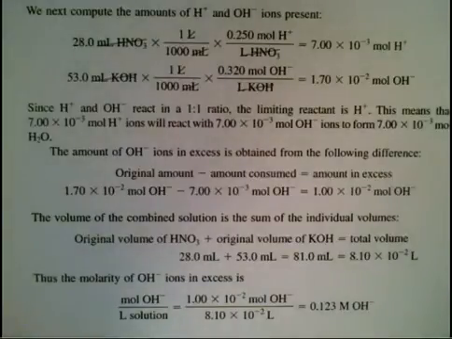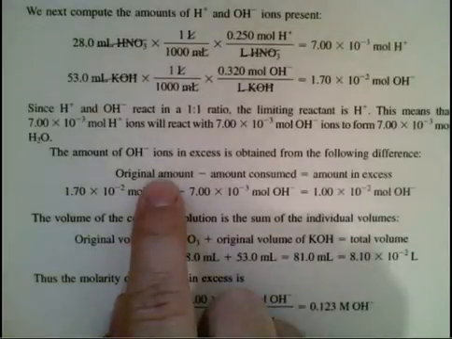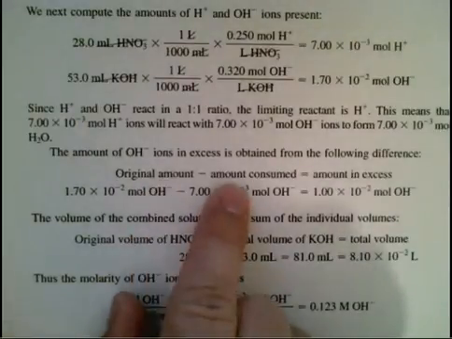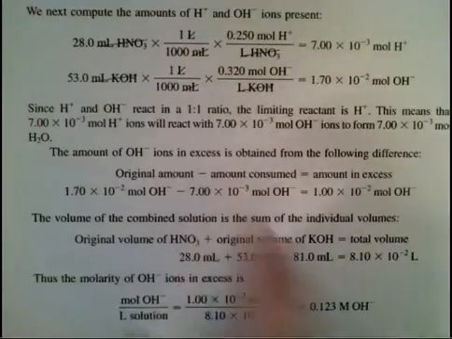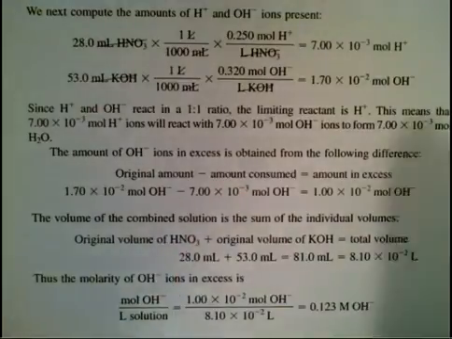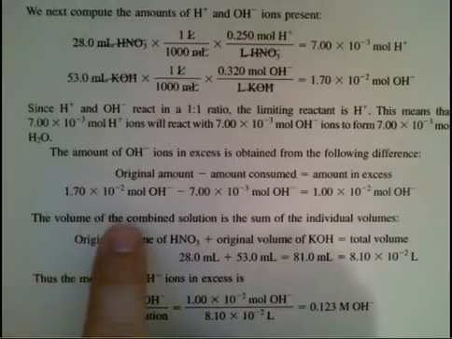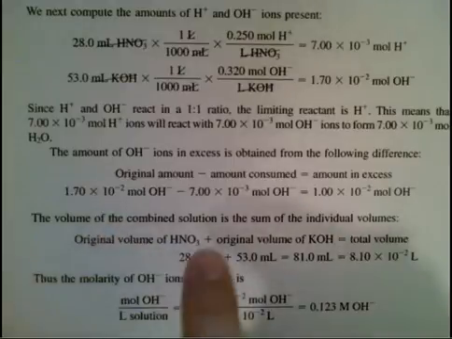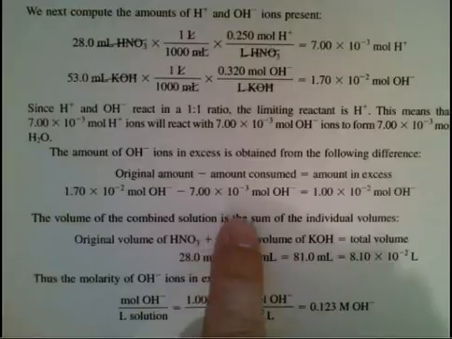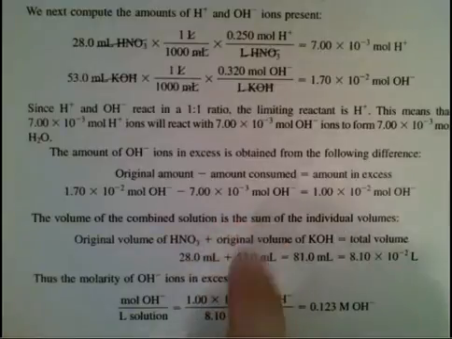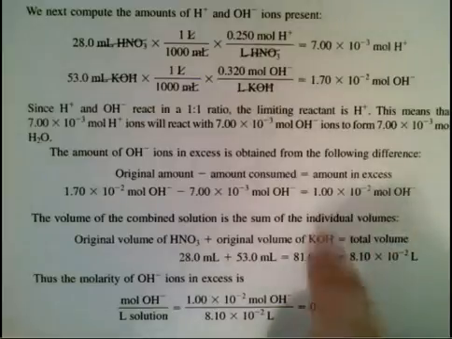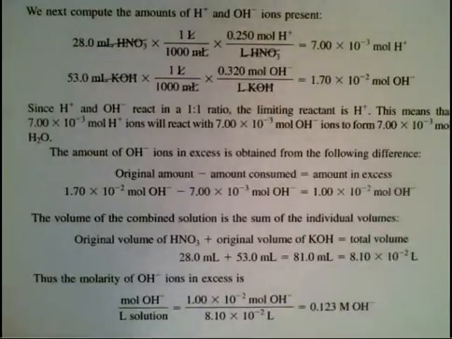The amount of OH- ions in excess can be attained from the following difference. Your original amount given to you by the problem, then you simply subtract the amount consumed, and then you get your answer, amount in excess. And so in this particular example, we're going to take the 1.70 times 10 to the negative 2 moles of OH-. We're going to subtract 7.00 times 10 to the negative 3 moles of OH-. And that gives us a difference of 1.00 times 10 to the negative 2 moles of OH-.